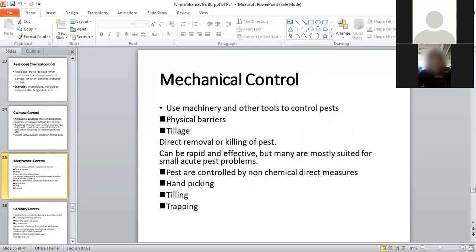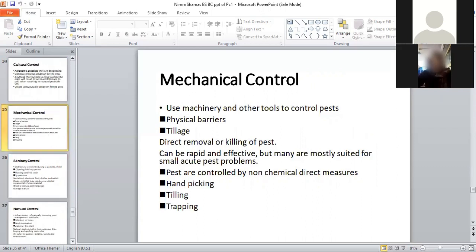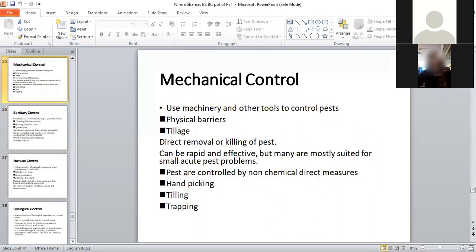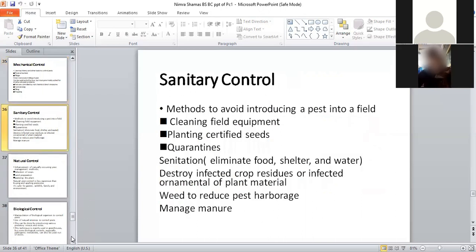Mechanical control. Mechanical control uses machinery. Physical tools are used to control pests, like physical barriers and tillage, for direct removal or killing of a pest. There are other methods like hand picking. Hand picking is for those insects which cannot fly. Tilling is for those that crawl, trapping is for those that fly. Other methods are used to burn the insects. Trapping is used to kill insects by burning.